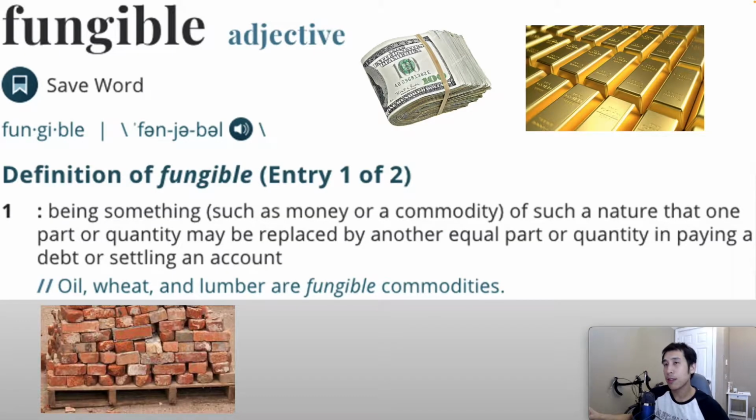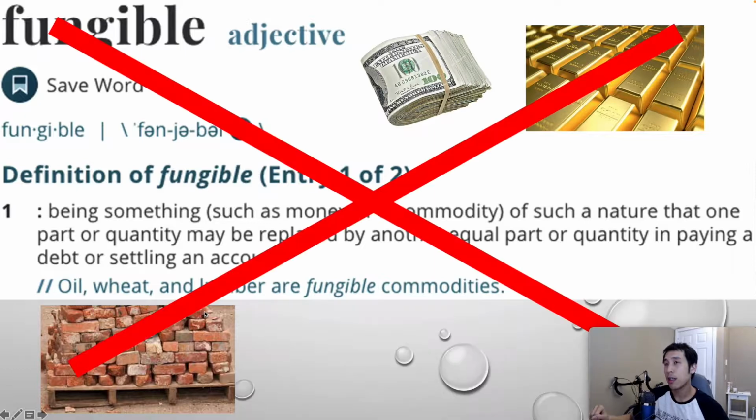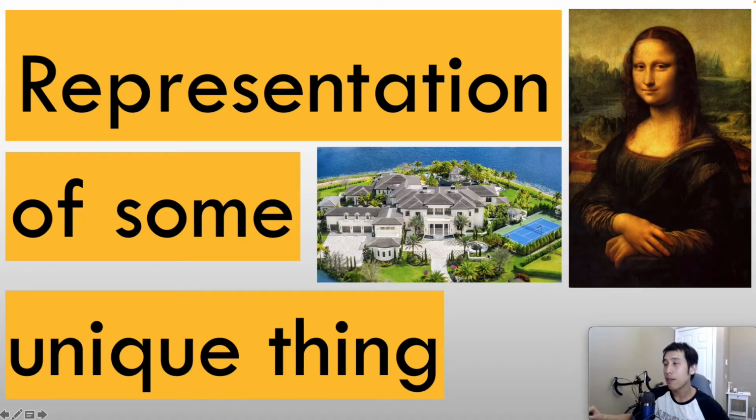The word fungible describes objects that can be easily replaced by similar objects, for example, dollar bills, gold bars, or bricks. NFTs are non-fungible tokens, which means that these kinds of fungible items are not suitable for NFTs. Non-fungible tokens instead describe things that are unique, such as a house or artwork such as the Mona Lisa.